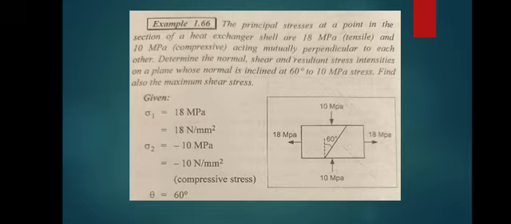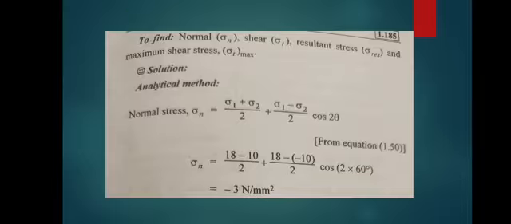Then they asked to find out normal stress, shear stress and resultant stress intensities and maximum shear stress. Okay, how do you indicate the normal stress? Normal stress is indicated as sigma n. Shear stress is also known as tangential stress. It is represented by sigma t. Then resultant stress is sigma resultant, and maximum shear stress is indicated as sigma t max.